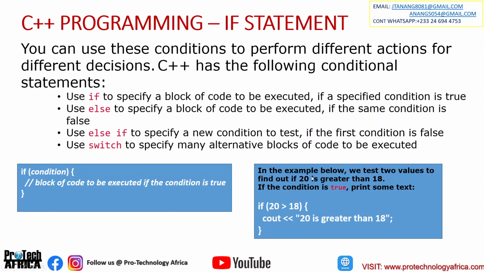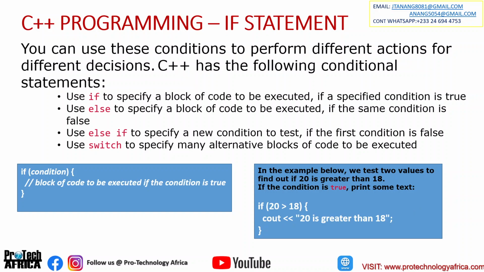Now let's look at this example. In the example below, we test two values to find out if 20 is greater than 18. If the condition is true, print some text. So over here we have if, and we put the condition within the brackets: 20 is greater than 18. Is that condition true? If that condition is true, then the output, 20 is greater than 18, will be executed. So it would only be executed if the first condition is true. Now let's proceed.